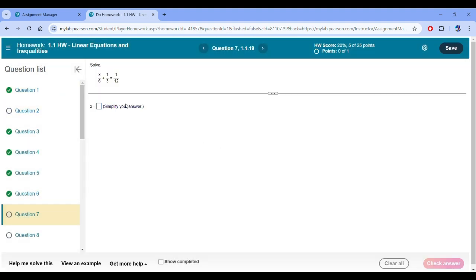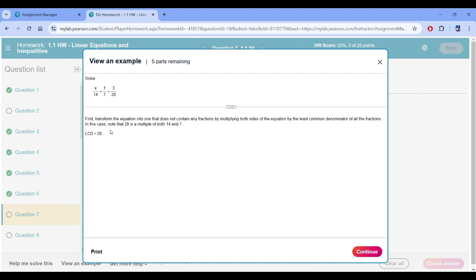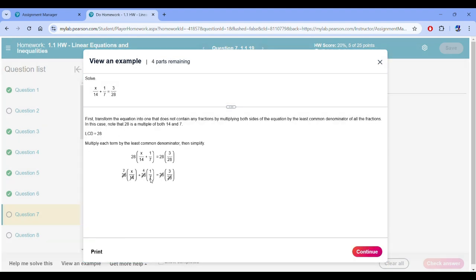Okay, so now here, in order to solve these, they would all have to have a common denominator. Luckily, the common denominator here would be 12. So this would be 2x plus 4 equals 1. Again, view an example. Lowest common denominator for 14, 7, and 28 would be 28. Get the common denominator, 2, 4, and 3. And then you just have that simple equation. And then this is a two-step equation. I think that's pretty straightforward.